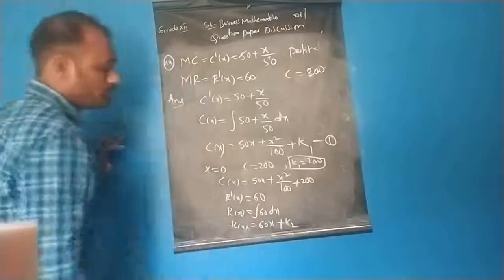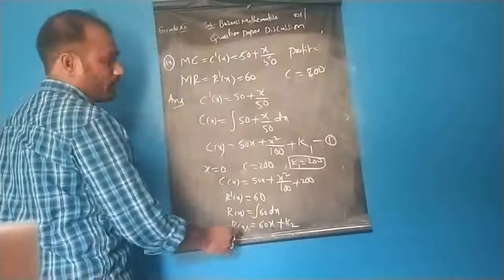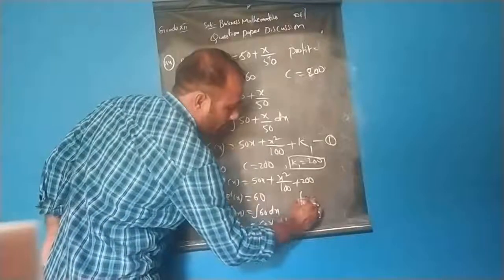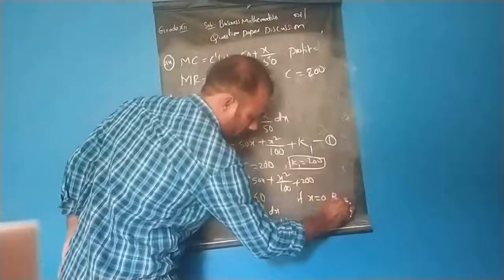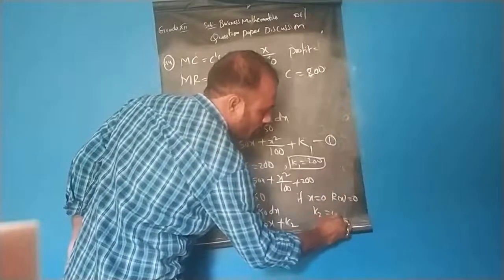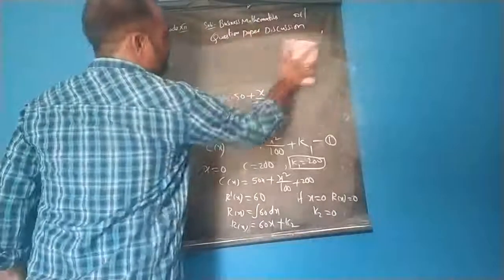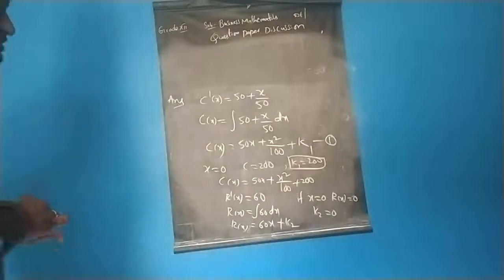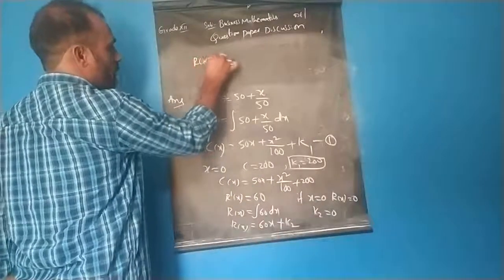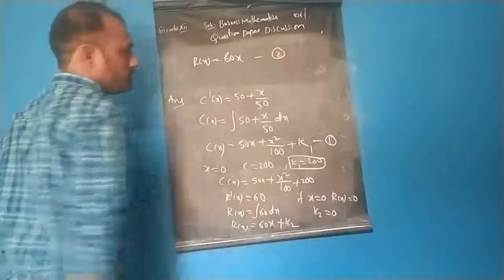Here x value is 0 and R of x value also 0. So if I substitute, let me write here, if x is 0 and R of x is also 0, then we are going to get k2 value is 0. If k2 value is 0, if I substitute in this, then we are going to get R of x is equal to 60x. We can mark this as second equation.